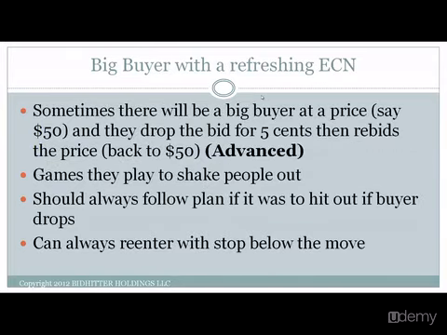And sometimes there'll be a big buyer at a price, say 50, and they drop the bid for 5 cents and rebid the price back at 50. It's a big buyer. They do that to shake people out. It's just a game they play.